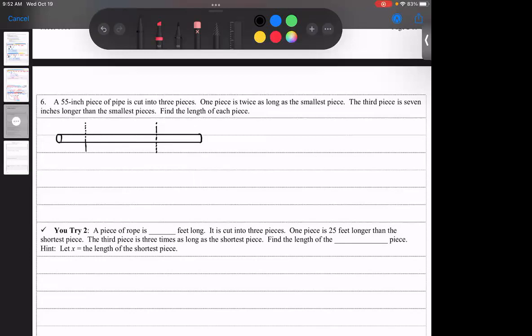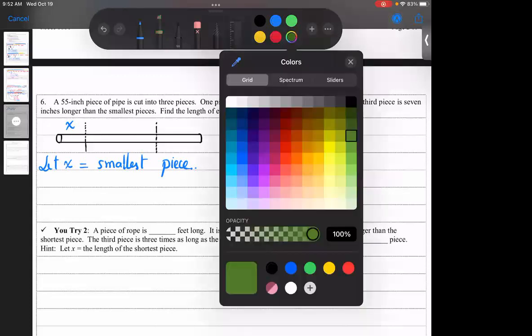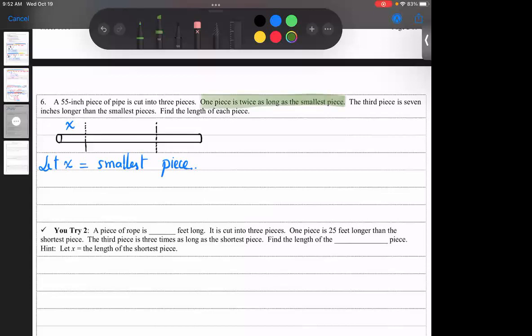According to my picture, the first piece will be x. So I'm going to say let x be the smallest piece. So what's the second piece? One piece is twice as long as the smallest piece. So what does that mean? Twice as long as the smallest piece, so 2x, right? 2x will be this piece. It doesn't matter if you want to do the third piece first, that's fine. The third piece is 7 inches longer than the smallest piece. x plus 7, the third piece.